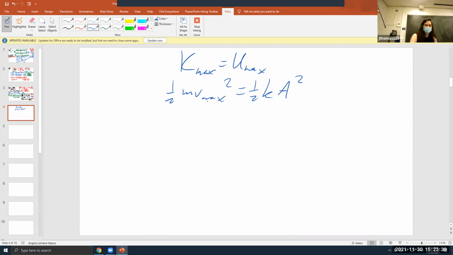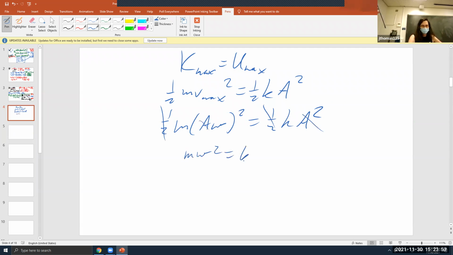All right, and then we also know that v max is A omega. So this is 1/2 m A omega squared equals 1/2 k A squared. A 1/2 cancels out of both sides. I have an A squared on both sides. Now I have m omega squared is equal to k, which gives me omega is the square root of k over m. So that's where that definition comes from.